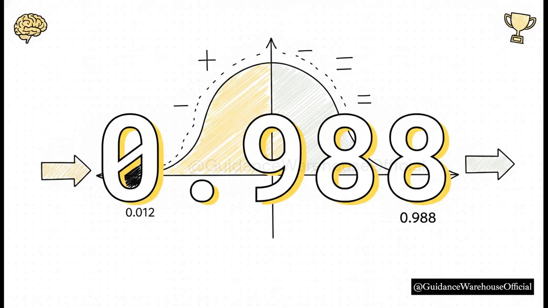Let's actually test this out right now with the Quick Pop quiz. If the area to the left of a score is 0.012, what's the area to the right? Wait, this is important. The answer is exactly 0.988. Why? Because you just take the total area, which is literally always 1, and you subtract that left area of 0.012. If you grasp that subtraction trick, you've already unlocked half the battle of mastering the normal distribution.